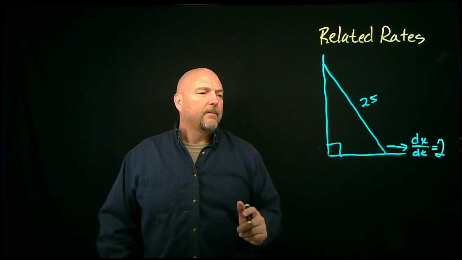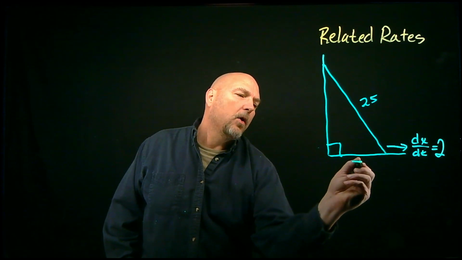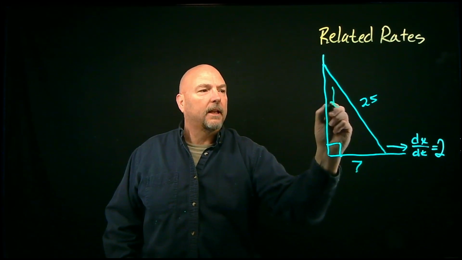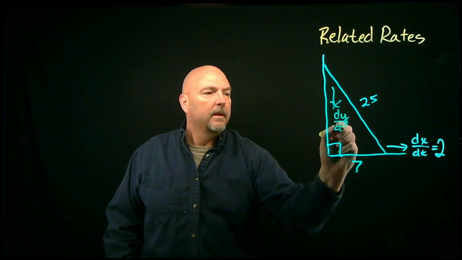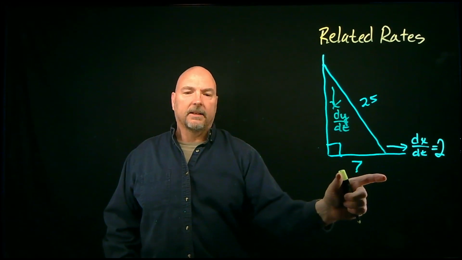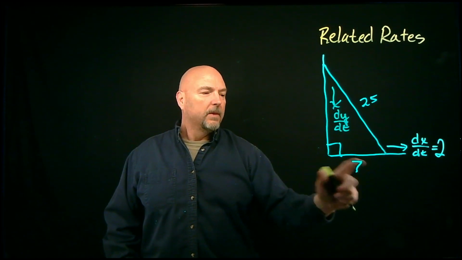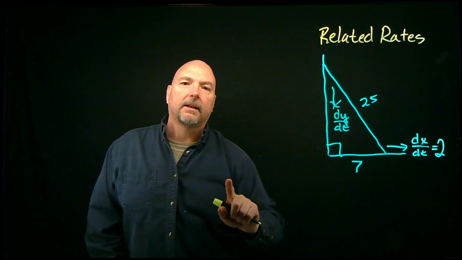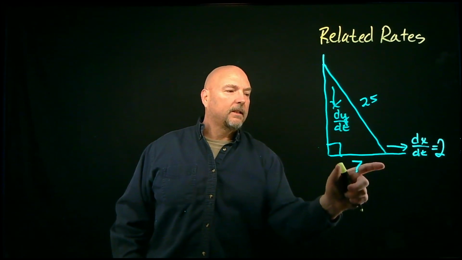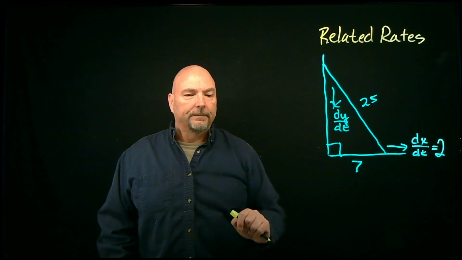So here's the thing. This problem asks, how fast is this sliding down? In other words, what's dy/dt, at the instant that the base of the ladder is 7 feet from the wall. So that's what makes this a calculus problem, because it's a rate of instantaneous change. The instant this ladder is 7 feet away, how fast is this dropping?